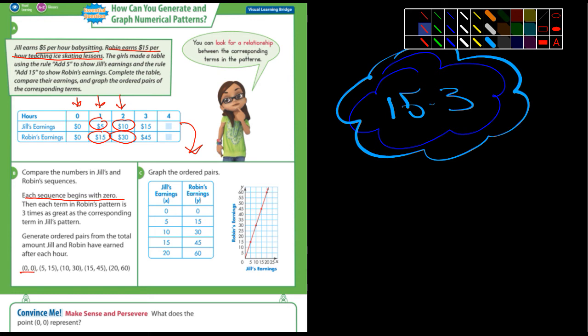So 0, 0, of course, is the very first point. The second point is 5, 15. And then 10, 30, 15, 45, 20, 60. Do you remember what the first number is always on the graph? It's always X, and the second number is always Y. And so then they graph it here for us. Jill's earnings, this is the X value, right here. And then Robin's earnings are the Y value, and then you just simply graph them.